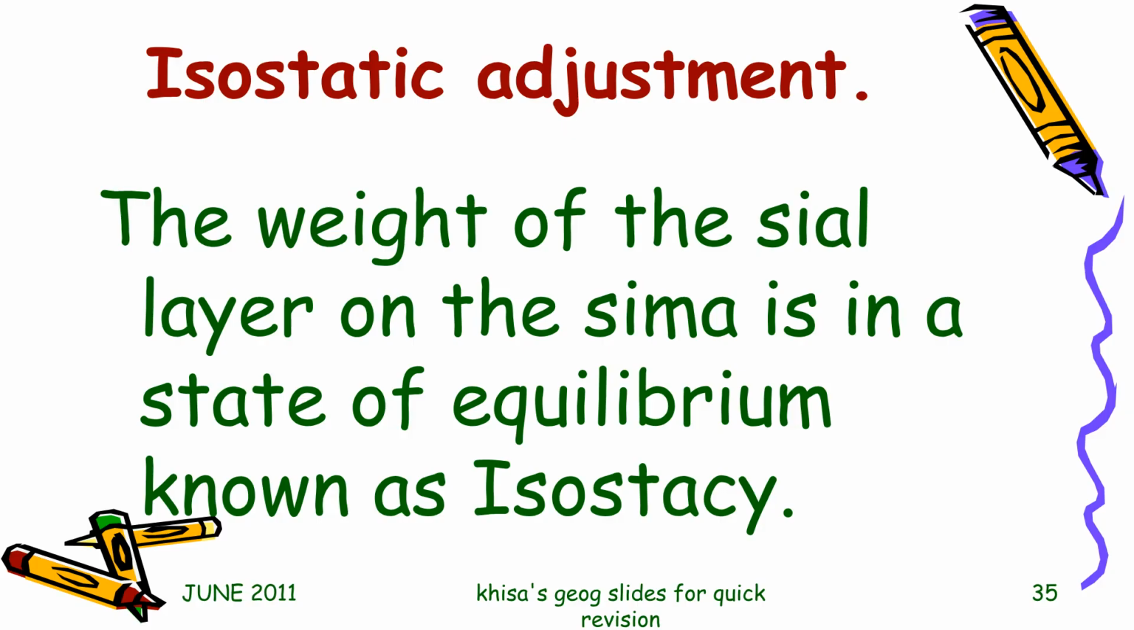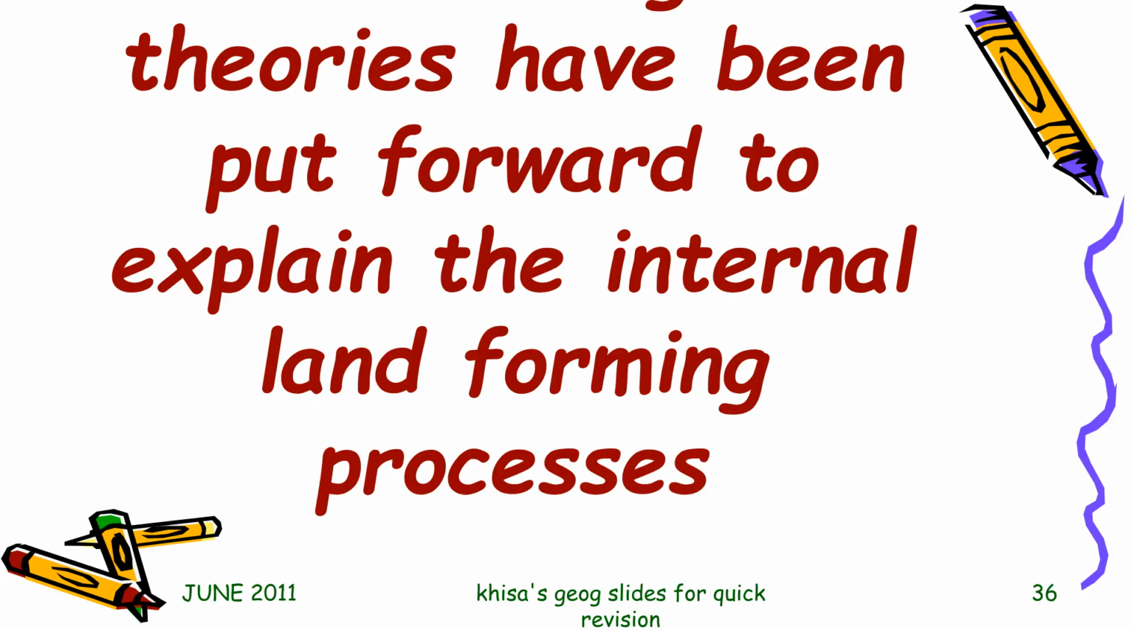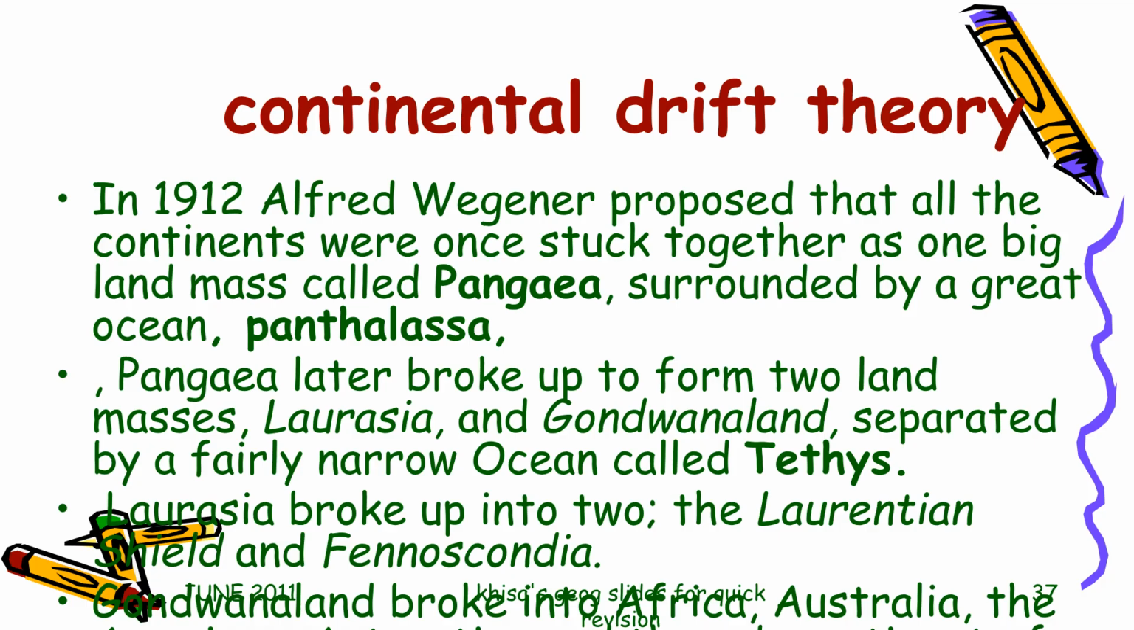We now look at isostatic adjustment. This refers to the state of equilibrium, known as isostasy, between the weight of the soil layer and the seama layer. The following two theories have been proposed to explain the internal landforming processes. The first is the continental drift theory.